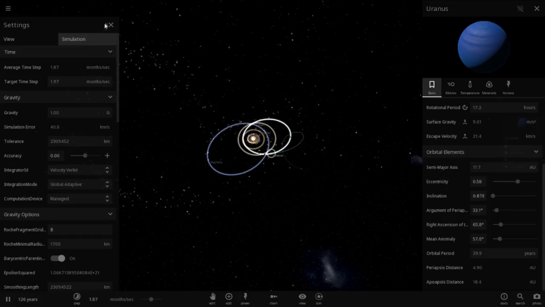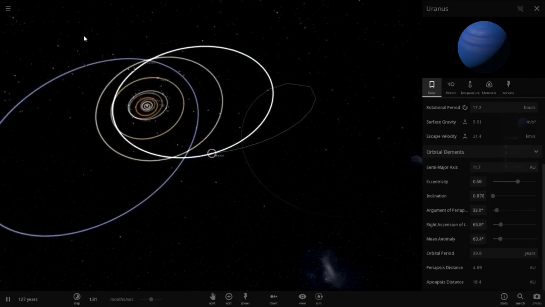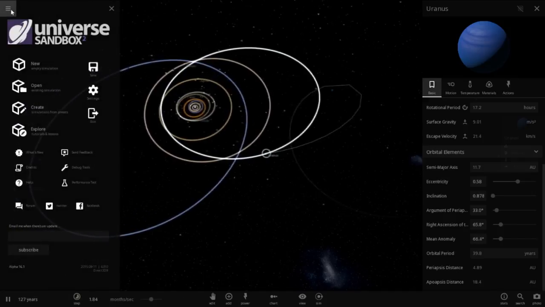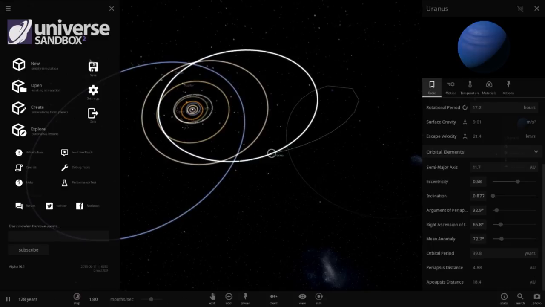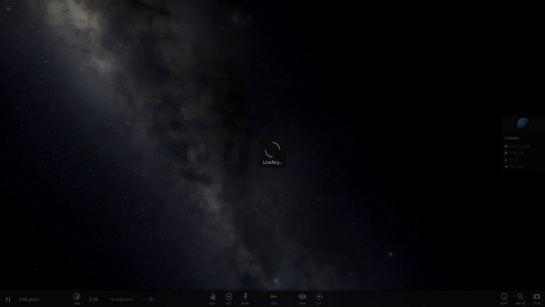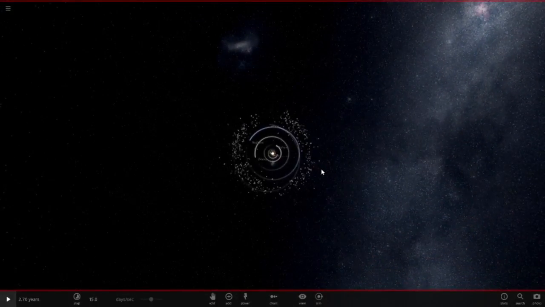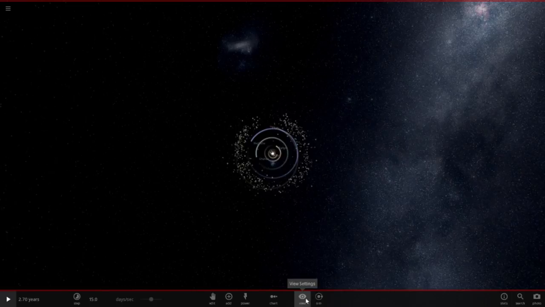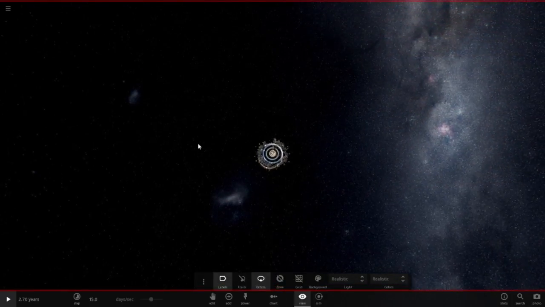Okay, let's try something a little bit different. Let's try something a little bit closer. And then we'll try something bigger after that. Okay, so I'm gonna open the sim again. Same old sim. Okay, this is how things start out. Let's view orbits just from the start, and then maybe we'll see how things are.